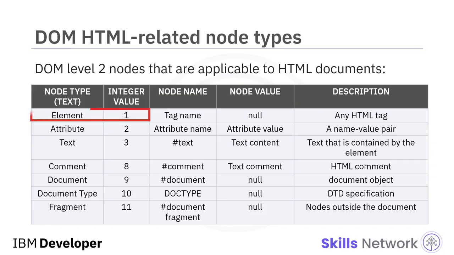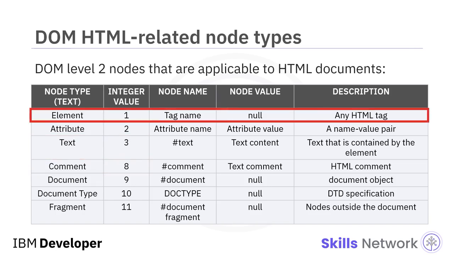So, for example, an element node type is represented by the integer 1. An attribute node type is represented by the integer 2. A text node type is represented by the integer 3. A comment node is represented by the integer 8.